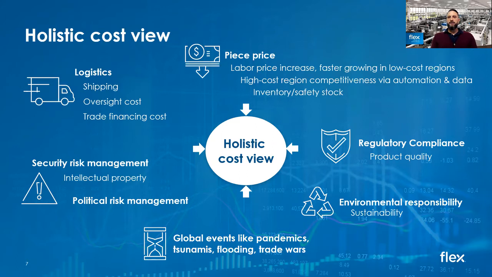Looking into piece price, the piece price mainly consists of labor and of material. If you're looking into the labor price, we see that labor price was increasing much faster in low-cost regions than in high-cost regions. And as well, the high-cost regions are getting much more competitive with automation and with data-driven manufacturing. For sure, take inventory into consideration. Think about your safety stock. This is also important when you think about your setup for supply chain and logistics.